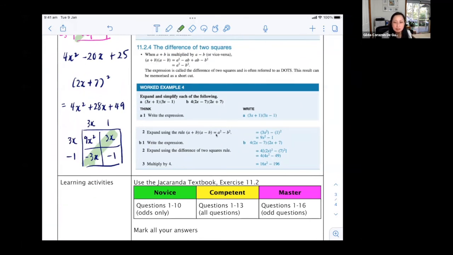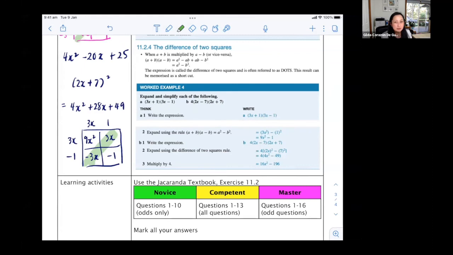And therefore, you only have 9x squared minus 1 as your result for multiplying 3x plus 1 and 3x minus 1. Okay, and again, with our second example here, what's added there is that after you get the answer, you multiply it by 4. So the same thing with this one. What's the square of 2x? It's 4x squared. What's the square of 7? It's 49, and it's minus 49 for your second term. And then you multiply by 4, you get this as your answer.